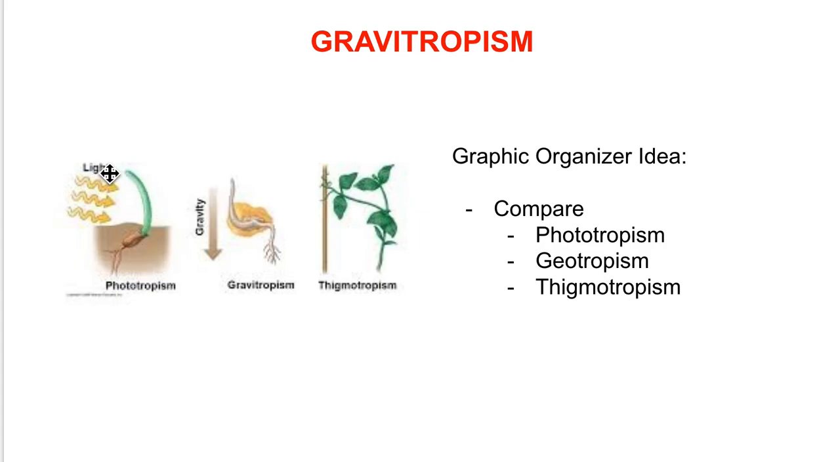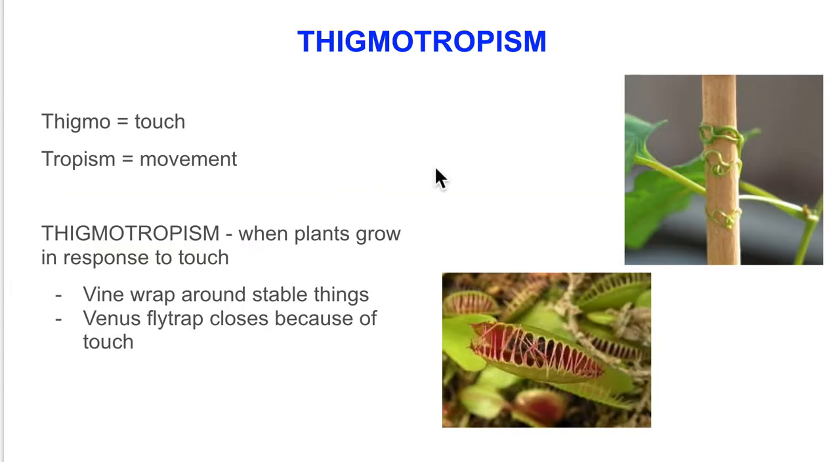So graphic organizer, same one, compare the three types of tropism we're going over. So phototropism grows towards light. Gravitropism either grows with the gravity or against the gravity, depending if it's a root or a shoot. And then our last word is called thigmotropism. So thigmo means touch. So this is going to move or grow in response to touch.